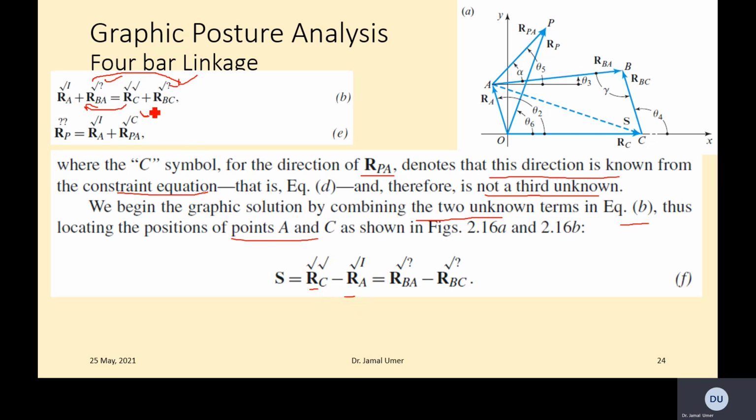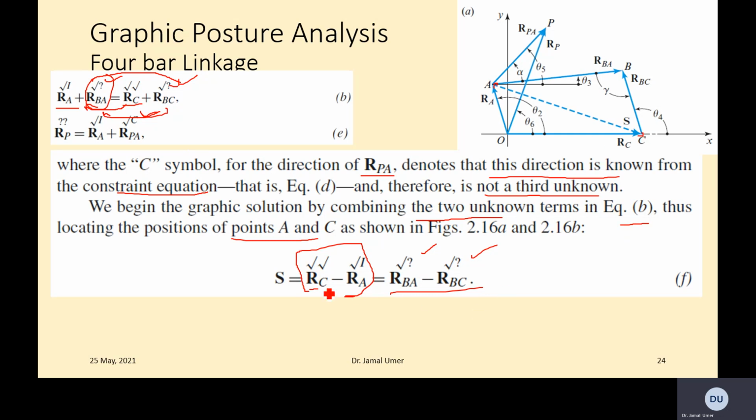So it's the other way around. RC minus RA, which is this one, right, is equal to RBA, this one, minus this term which you brought over here. So RBC, right? So within this one, you see there are two unknowns, RBA and RBC. So what we are trying to do, we begin the graphic solution by combining the two unknown terms in equation B, thus locating the position of point A, which is this one, and point C.